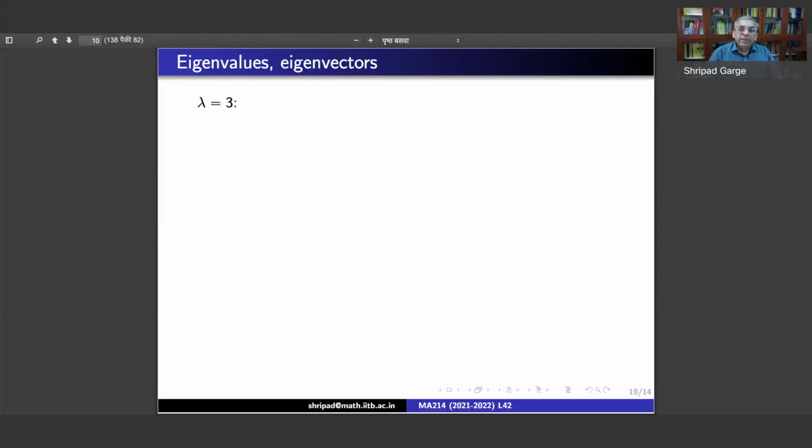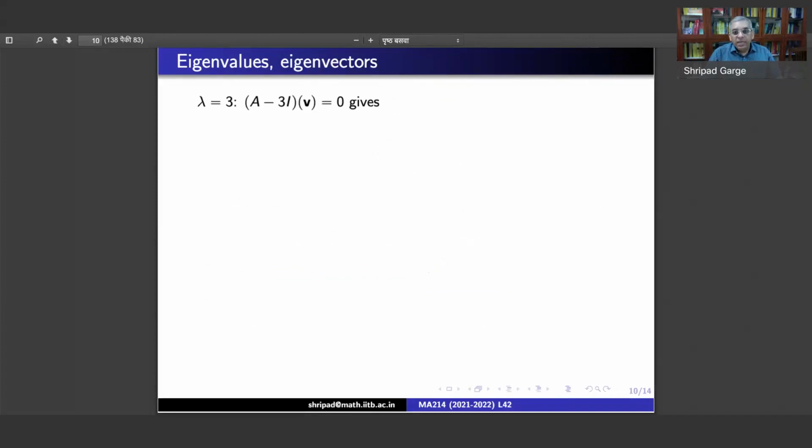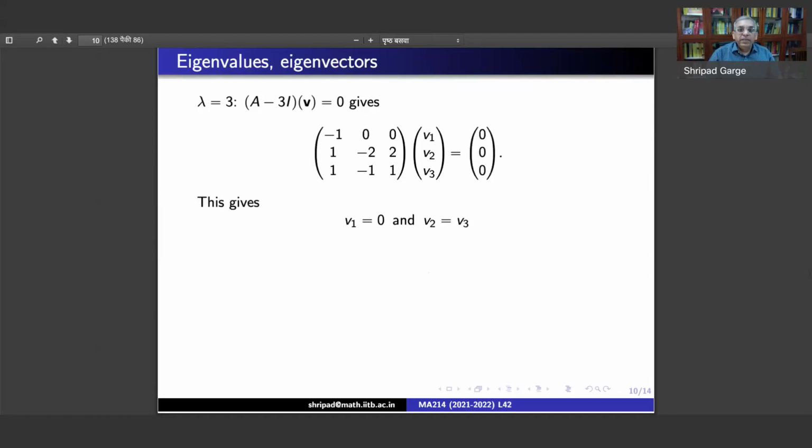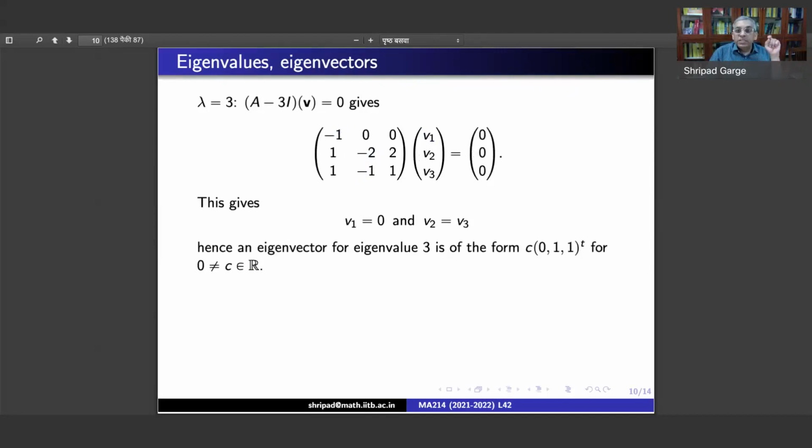So suppose I take lambda equal to 3, A minus 3 identity acting on v equal to 0 will give you this kind of a system. When you write it down, you will get that v1 is 0. Already the first column says that minus 1 into v1 is 0. So v1 is 0. And once you have v1 equal to 0, you ignore the first column. You get minus 2 v2 plus 2 v3, which is 0. And also minus v2 plus v3 equal to 0. So v2 is v3. So for instance, 0, 1, 1, that's an eigenvector. But any non-zero multiple of that will also be an eigenvector.